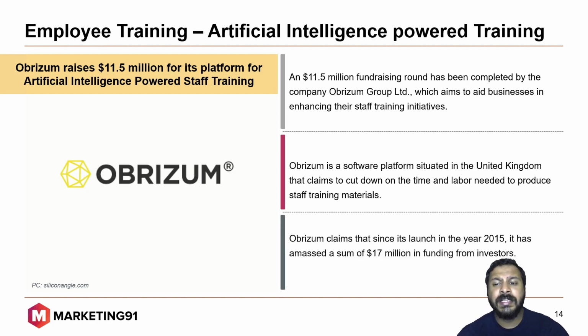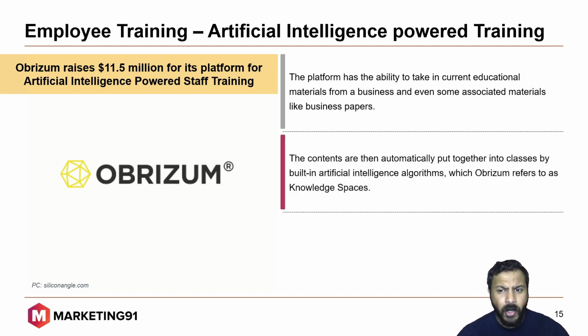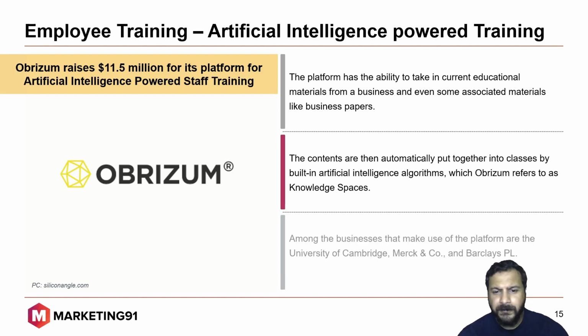Obrizium claims that since it launched in the year 2015, it has amassed a sum of $17 million in funding from investors. The platform has the ability to take in current educational materials from a business and even some associated materials like business papers. The contents are then automatically put together into classes by a built-in artificial intelligence algorithm, which it refers to as knowledge spaces. Among the businesses that make use of the platform are the University of Cambridge, Merck & Co and Barclays.